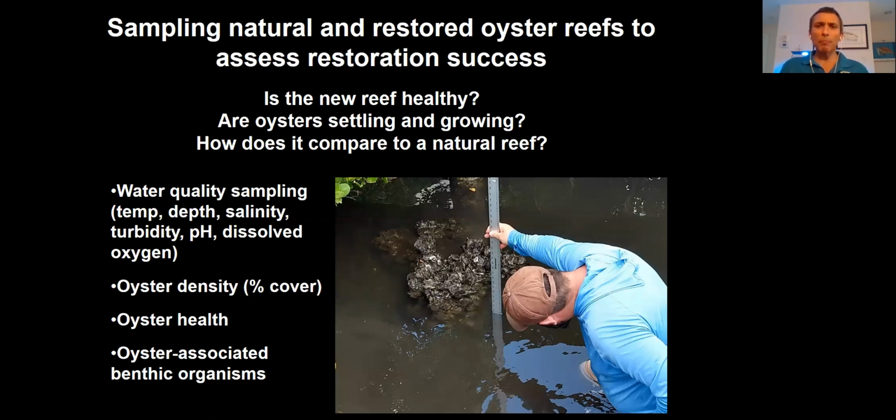So we do a lot of sampling. We go out and we sample water quality, we sample oyster density and growth, we sample oyster health, and we look at the animals that live on the oyster reef. And again, that's my expertise, looking at the critters that call the oyster reefs home. So here's a good example of Dr. Glenn Cauldron in our research department measuring a clump of living oysters.